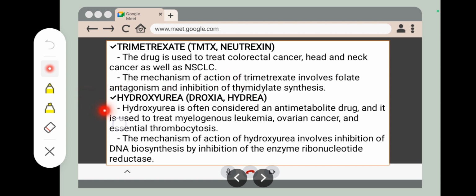And the last drug is known as hydroxyurea, or known as Droxia or Hydrea. This is often considered an antimetabolite drug, and it is used to treat myelogenous leukemia as well as ovarian cancer and essential thrombocytosis. And the primary mechanism of action of hydroxyurea involves the inhibition of DNA biosynthesis by inhibition of the enzyme ribonucleotide reductase.